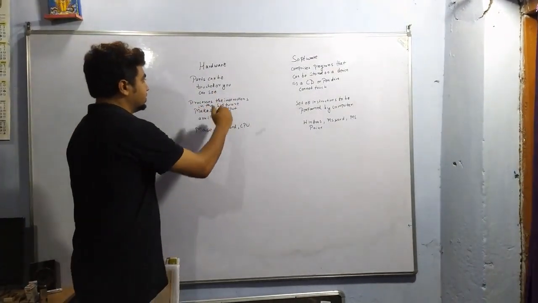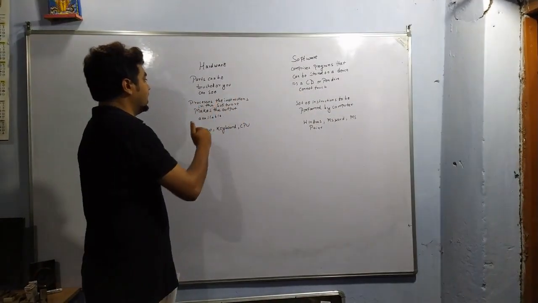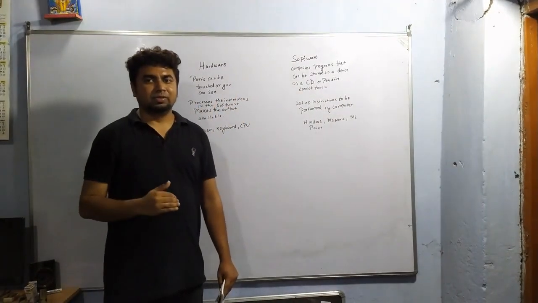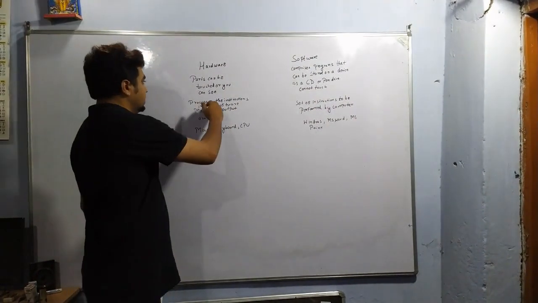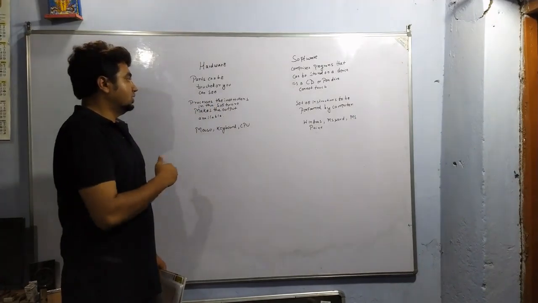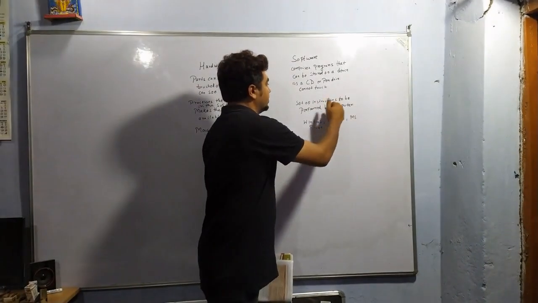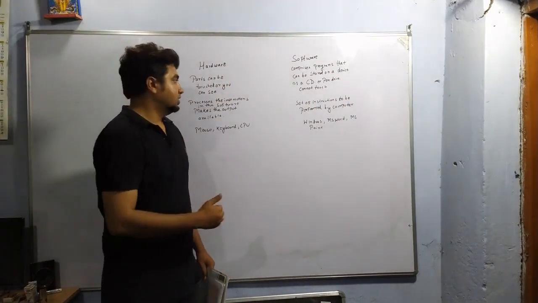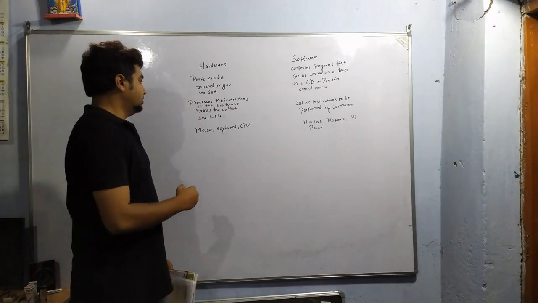The second point is that hardware processes the instructions in the software and makes the output available on the screen or in the form of a printed page. Software is the set of instructions to be performed by the computer. So that is software.